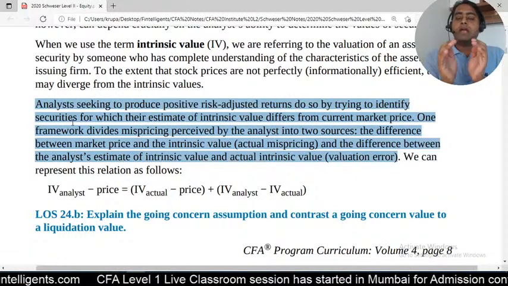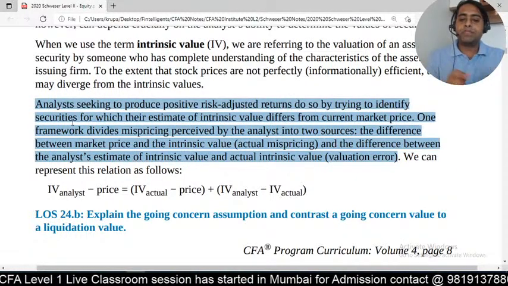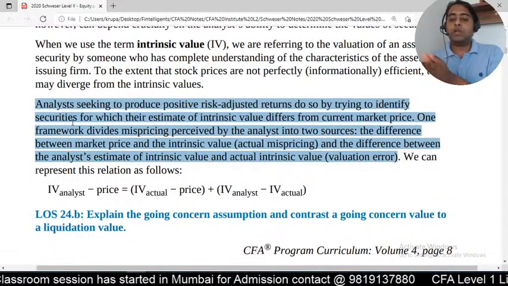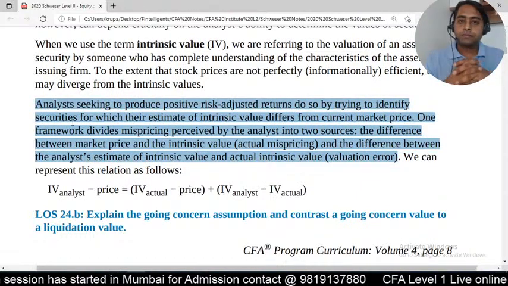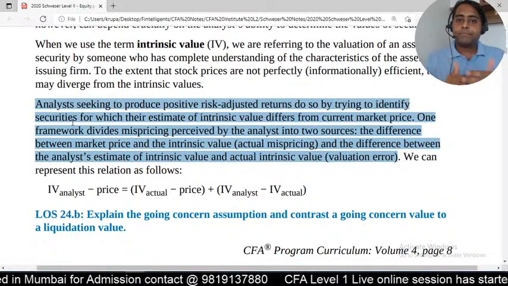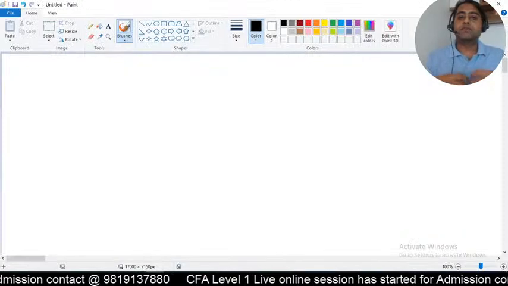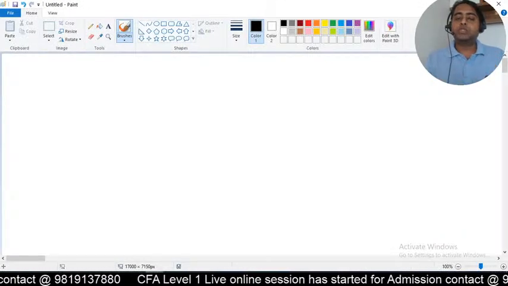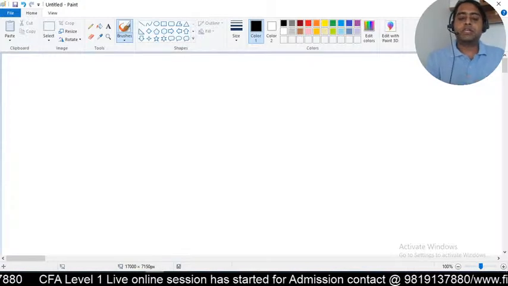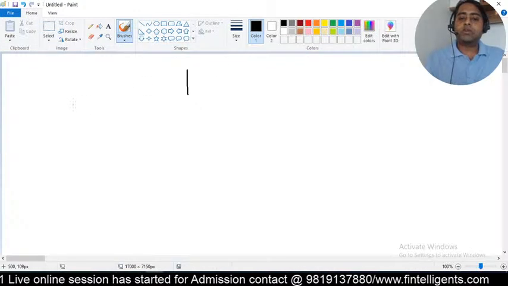And when we are talking about two different sources, they have also given them a name. First is the actual mispricing, and second is the valuation error. Actual mispricing and the valuation error. Fairly simple. Now, let me give you some numbers. Suppose you see a market price of the security as $100.